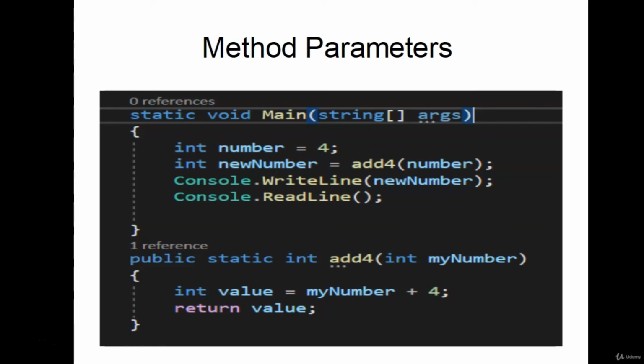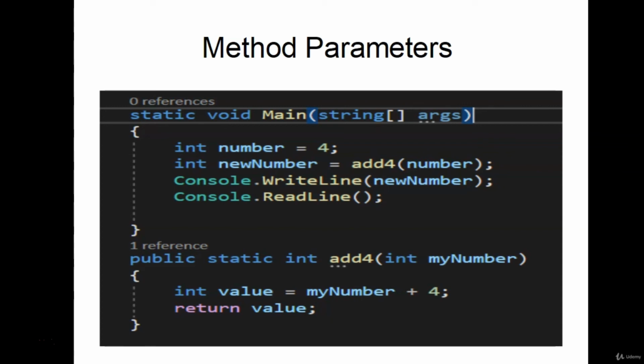So now let's look at the main. In the main, we declared int number = 4. And in the next line, we declare an int newNumber. And newNumber is going to be equal to the method add4. Because we defined this method with a parameter, you have to pass a parameter whenever you call the method, or you're going to get an error. Now notice that the variable that we pass doesn't have to match the variable that we gave in the parameter list. The parameter list has myNumber, and the variable that we pass is just number.